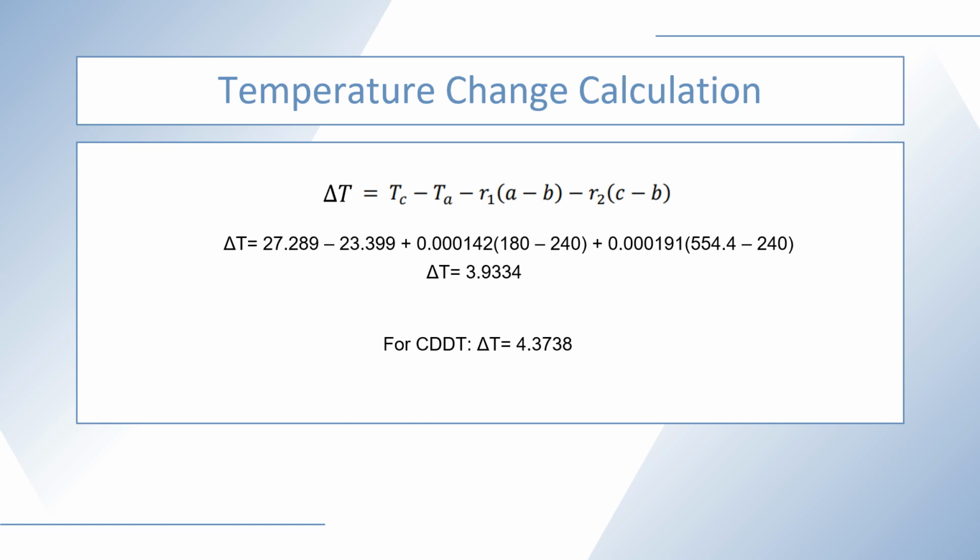Now, using the values that were on the graph in the last slide, we can plug them into this equation, and this equation calculates the change in temperature over the entire experiment properly. As you can see, there's a place to plug in each of the values we have, and we can calculate the change in temperature for each of them. So the change in temperature for cyclohexane was 3.9334, and for CDDT it's 4.3738, which is greater.